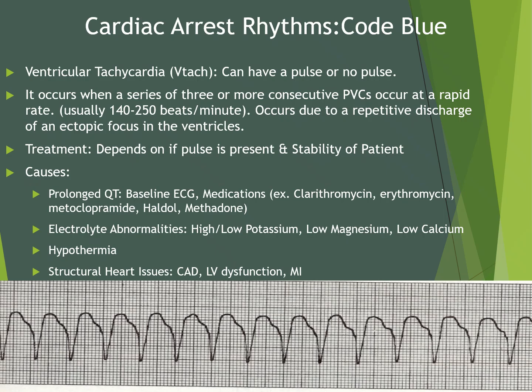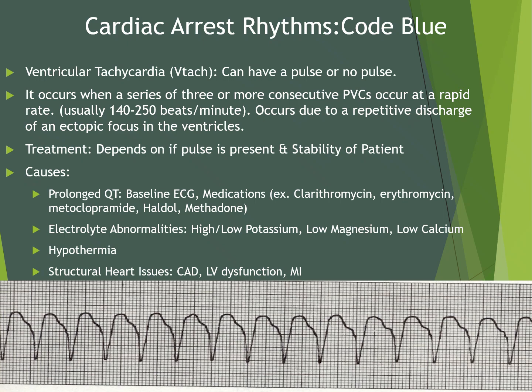Ventricular tachycardia, or VTAC, is one of the cardiac arrest rhythms requiring code blue. It presents like this rhythm you can see here at the bottom, often referred to as tombstoning. Ventricular tachycardia occurs when a series of 3 or more PVCs occur at a rapid rate, usually 140 to 250 beats per minute, and it occurs due to a repetitive discharge of an ectopic focus in the ventricles.